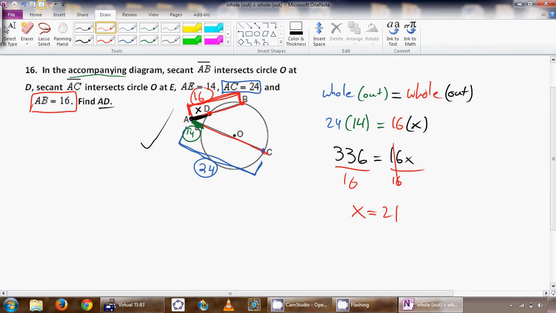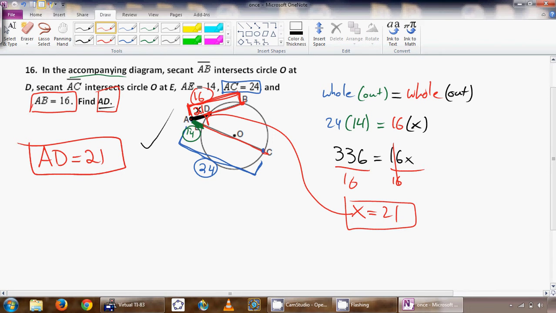21. Now, once you have that, put it back into your diagram, right? This is 21. Now, oh, okay, they want us to know the length of AD. Yeah, that's 21. So AD equals 21. Always make sure they're not asking for something else. Like, make sure they're not asking for DB.